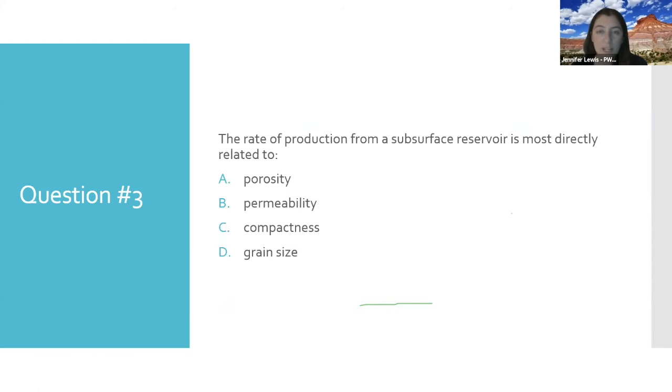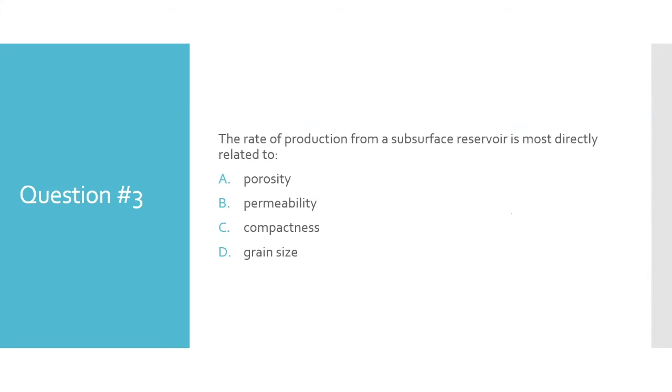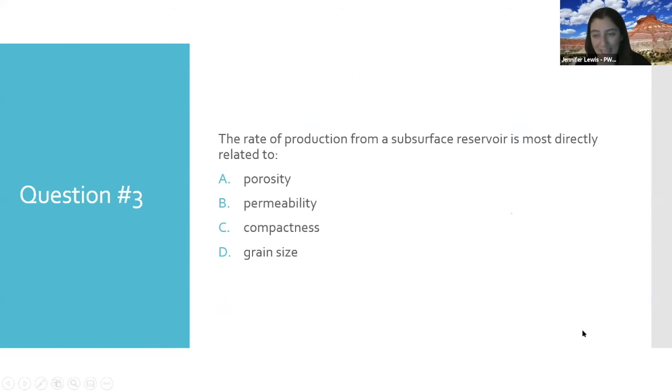The rate of production from a subsurface reservoir is most directly related to A, porosity, B, permeability, C, compactness, or D, grain size. B, permeable.